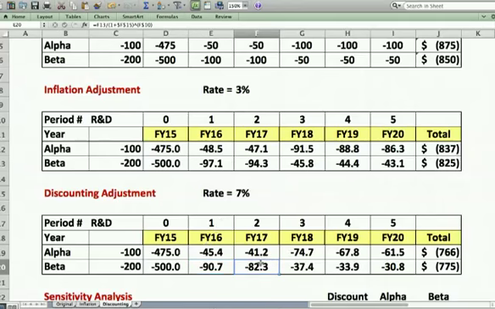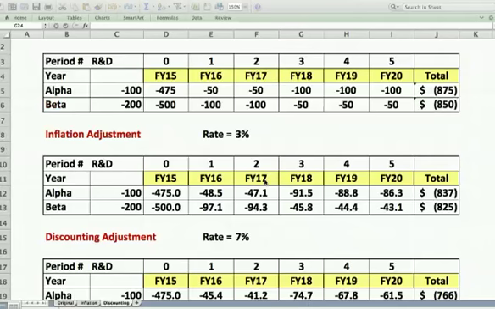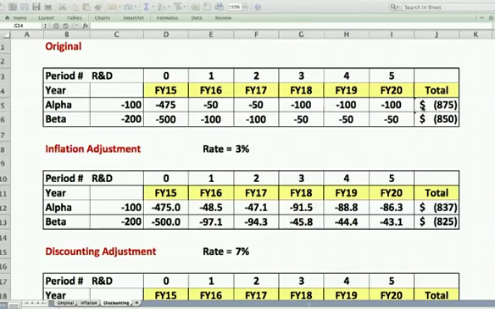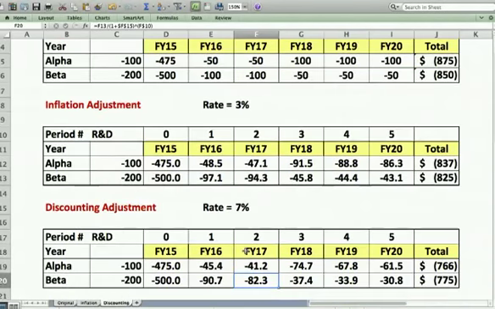And now what you'll see is, remember that without any adjustment whatsoever for inflation or discounting, opportunity cost of money, we had that alpha was more expensive, 875 versus beta, and our choice was beta. When we adjusted for inflation, a 3% inflation adjustment, we still ended up with alpha being more expensive and choosing beta. But now what you'll see is if you put a 7% interest rate in there, now we have that beta is actually more expensive than alpha, right?